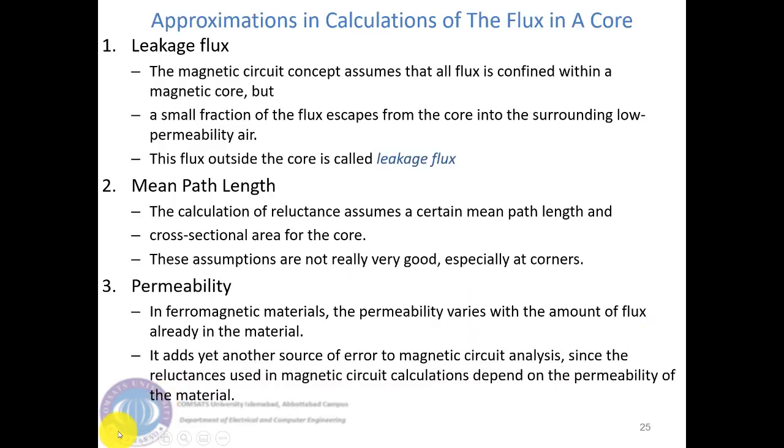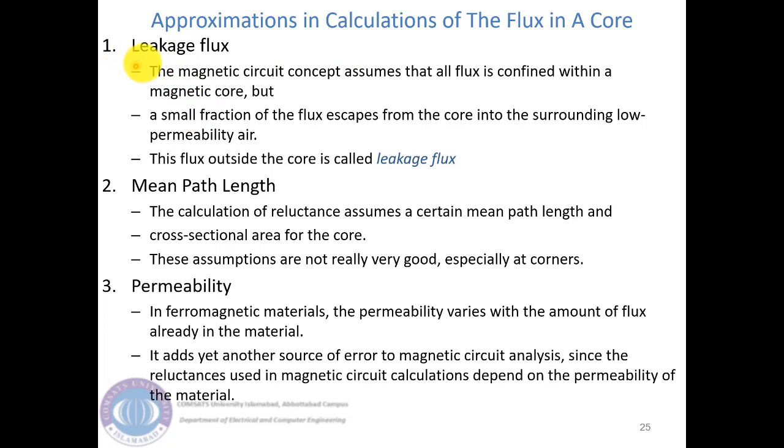Now, some of the approximations in calculations of the flux in a core are what we normally use in solving some of the problems. Although these approximations will not give us 100% exact results, most of the time the results are within plus minus 5% to 10% of the actual circuit. For this course, that would be enough for us to understand the calculations based on these approximations. So it will be good enough for using these approximations.